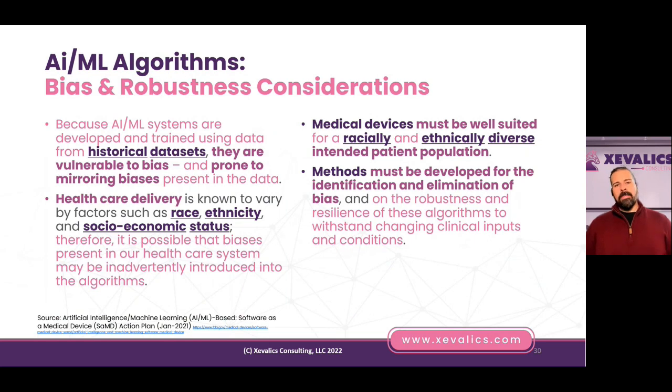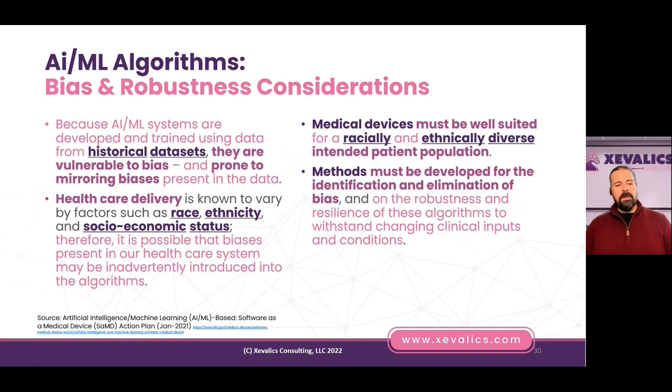So another area that is of concern for the agencies regarding the biases and robustness consideration is in terms of the data. Because AI machine learning systems are developed and trained using data from historical data sets, they're vulnerable to bias and prone to mirroring biases present in data.